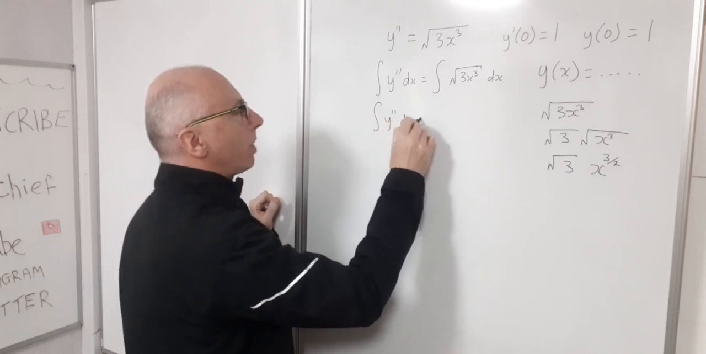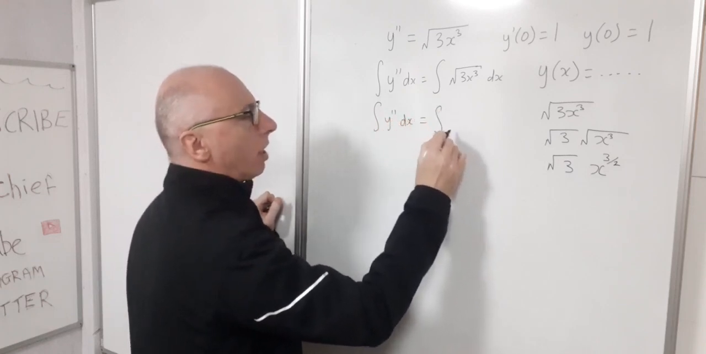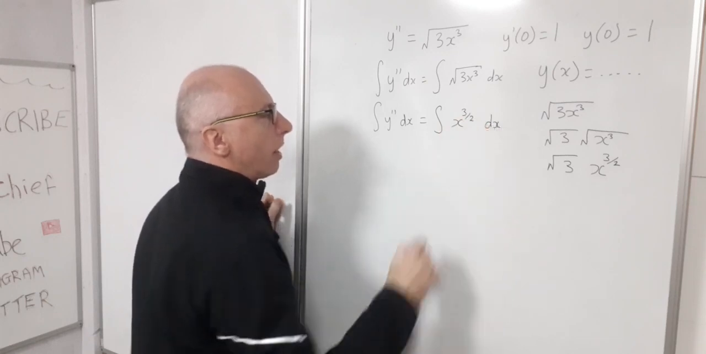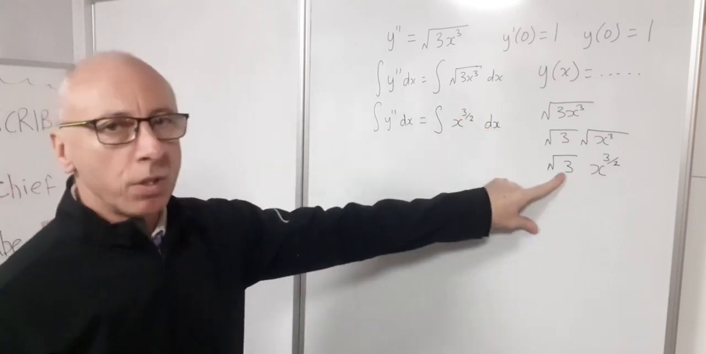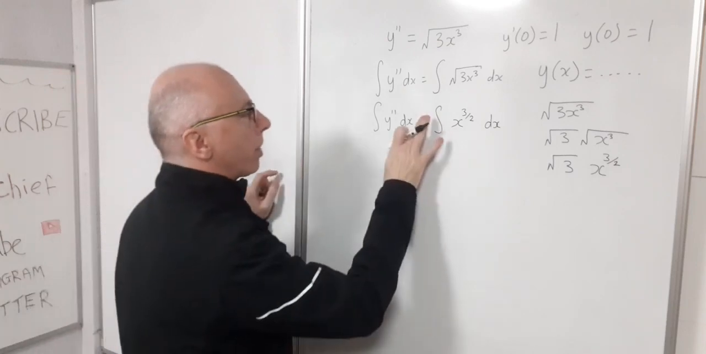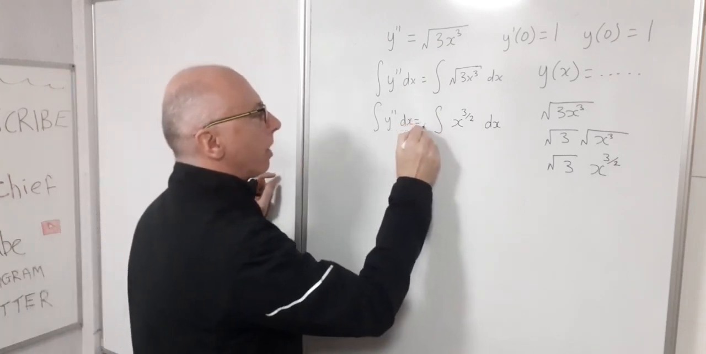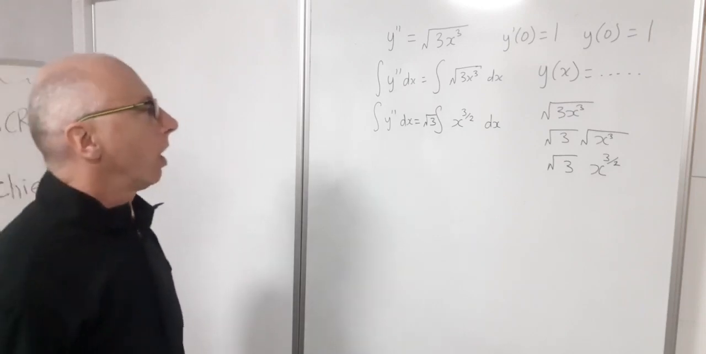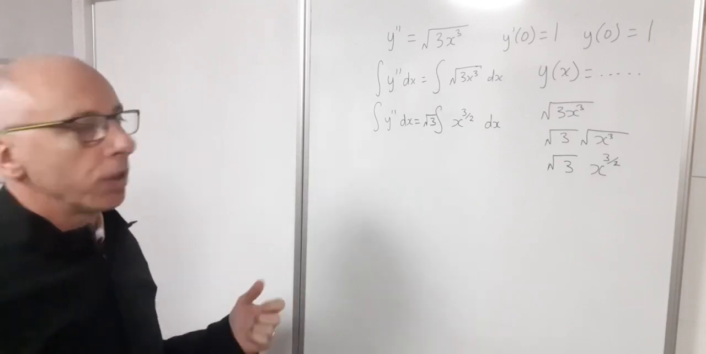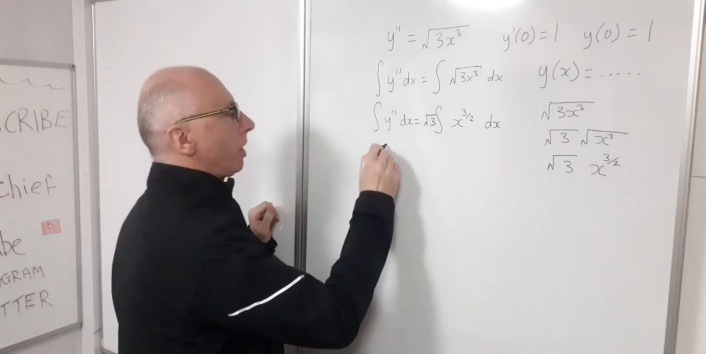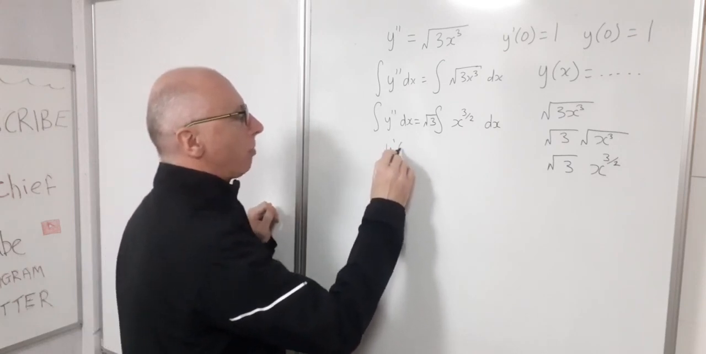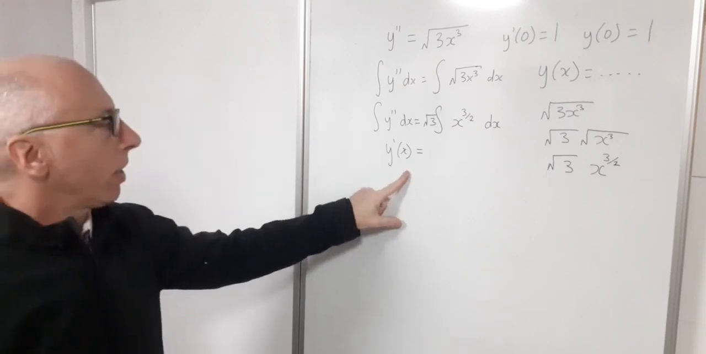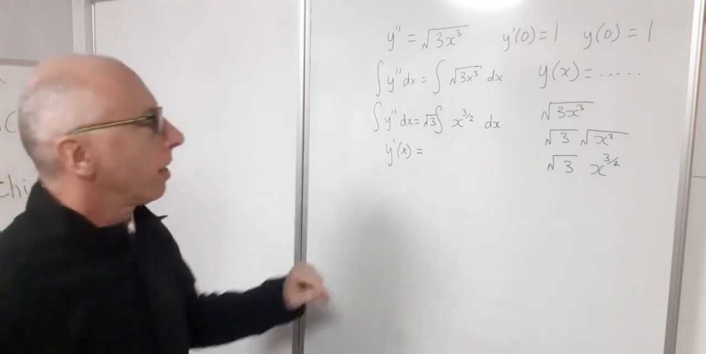So the integral of y double prime dx equals the integral of x to the 3 over 2 dx, and I'm going to put the square root of 3 out front. That's a constant multiple, so that can stay there. Okay, now it's quite straightforward to do the integration. This is just going to give me y prime, as a function of x, without a constant of integration, because I'm going to do that on this side.